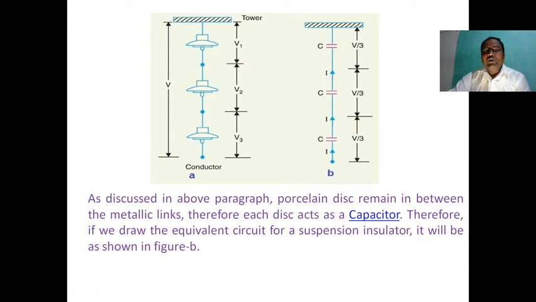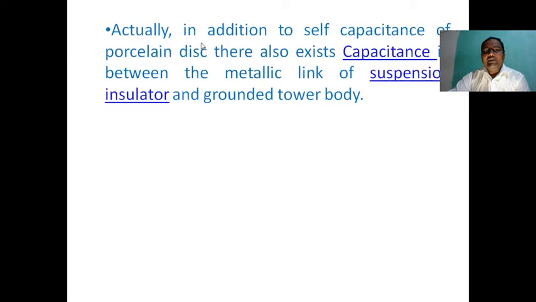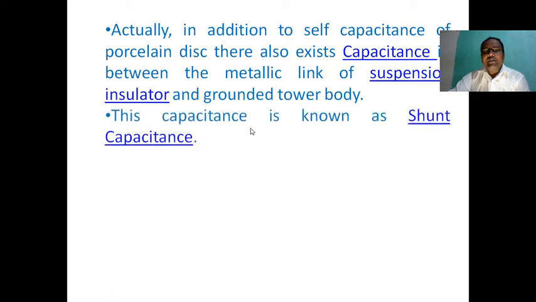So there are two capacitances. One is self capacitance C, and another is mutual capacitance, or shunt capacitance. Self capacitance and shunt capacitance. Actually, in addition to the self-capacitance of the porcelain disc, there also exists capacitance in between the metallic link of the suspension insulator and the grounded tower body. This capacitance is known as shunt capacitance.